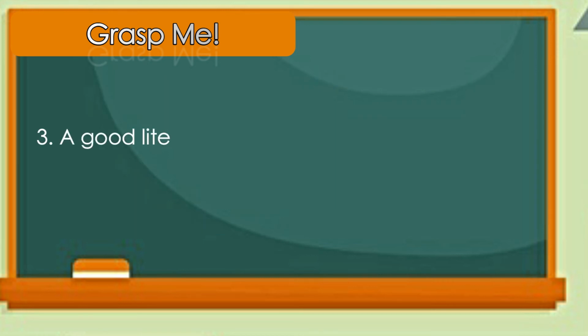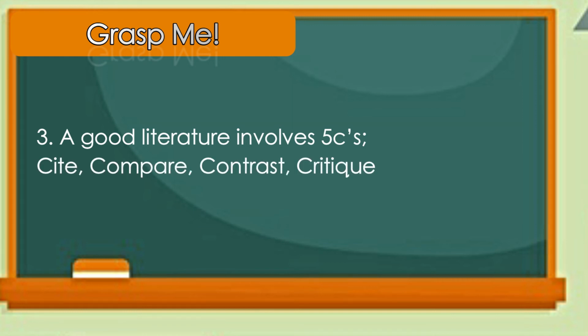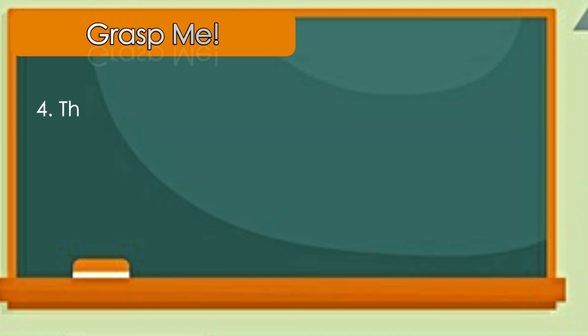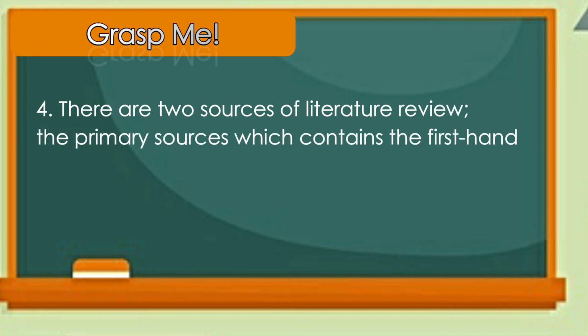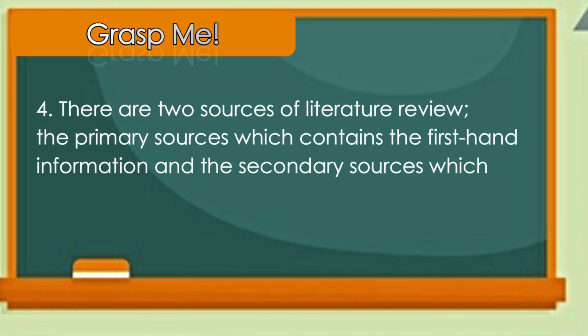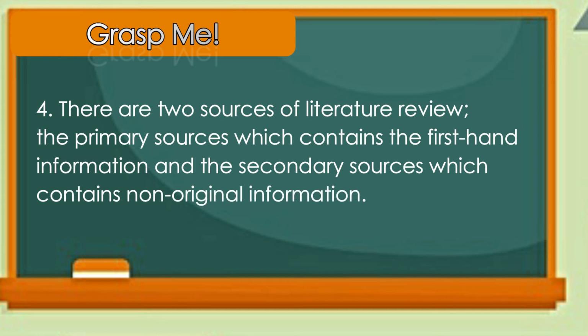Number 3. A good literature involves 5 C's: cite, compare, contrast, critic, and connect. 4. There are 2 sources of literature review: the primary sources, which contains the first-hand information, and the secondary sources, which contains non-original information.